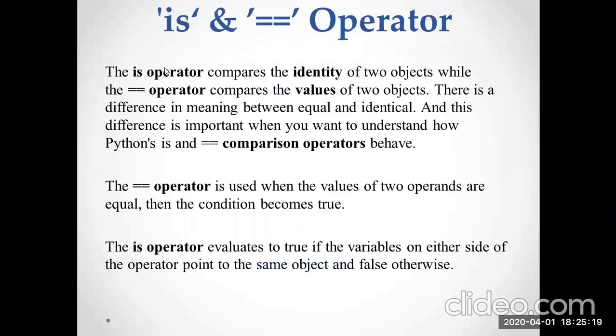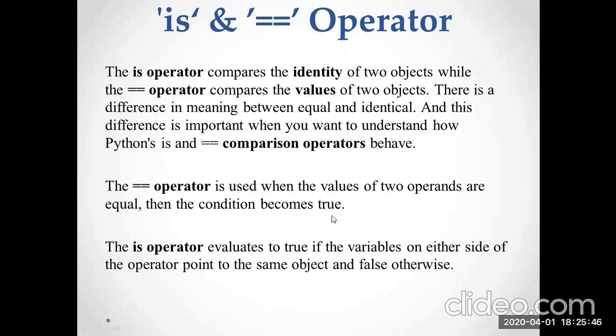Let me highlight the difference between the is operator, which is a membership operator, and double equal to, the equality check operator. The is operator compares the identity of 2 objects, while the double equal to operator compares the values of 2 objects. There is a difference in meaning between equal and identical, and this difference is important when you want to understand how Python's is and double equal to comparison operators behave.